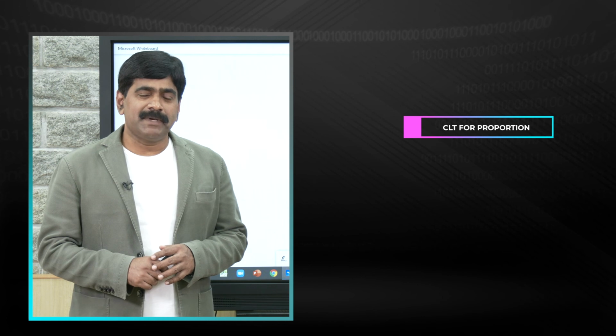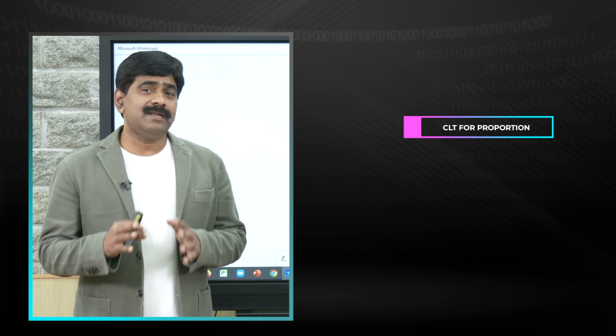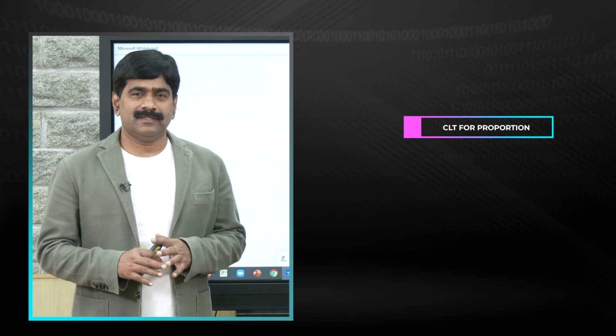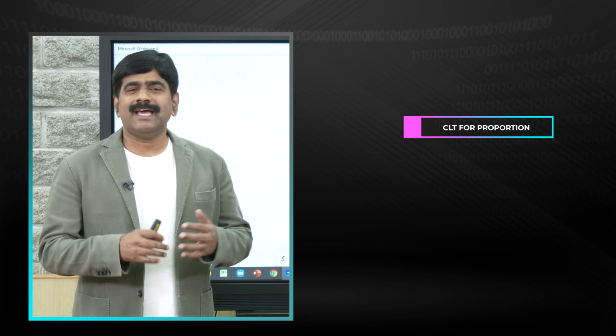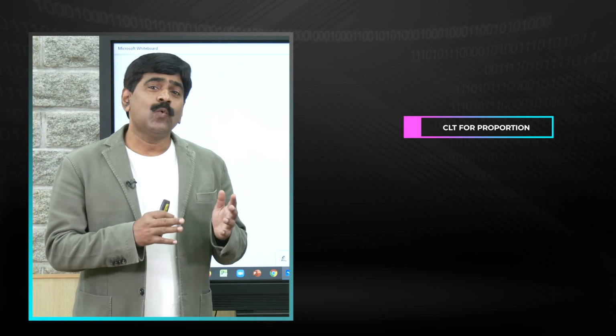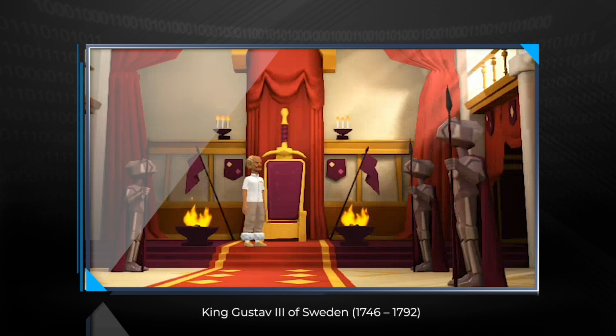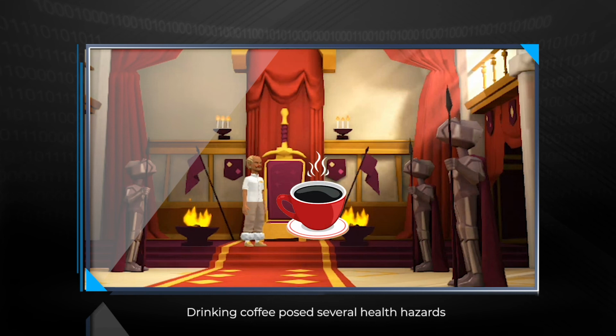If you notice the definition of the central limit theorem, it says the central limit theorem is valid for large n. The question is, how large should the sample size be? Let me share an interesting story to convey why sample size is important. King Gustav III of Sweden, who lived between 1746 and 1792, was convinced that coffee posed several health hazards and wanted to educate Swedes about the same.